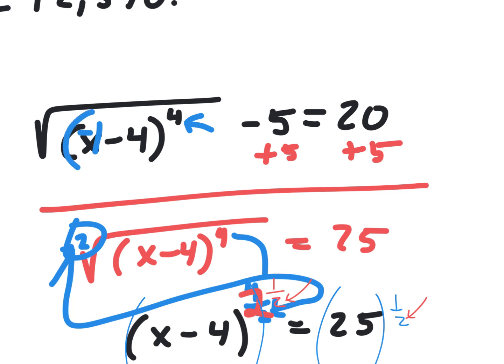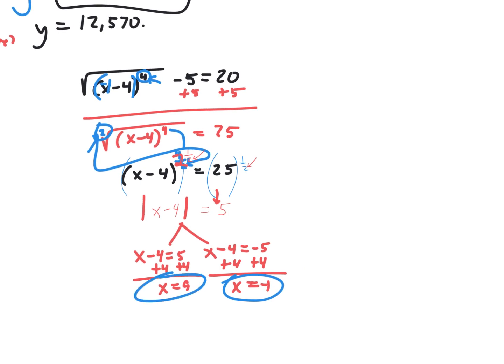Because this power of 4 right here changes that back to a positive number before you take the square root of it. So I double checked and both of these answers work. So it's got two answers. That's definitely one of the hardest kind.